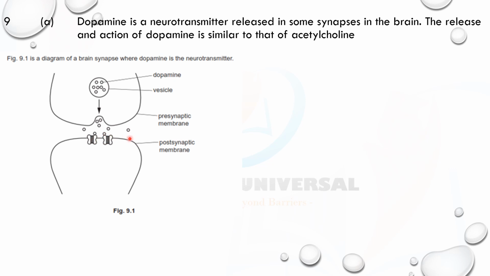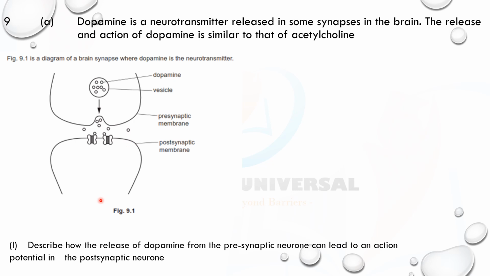Let's see what I wanted to do, so you get familiarized. It says describe how the release of dopamine from the presynaptic neuron can lead to action potential in the postsynaptic neuron. Describe the sequence of events, guys. So if you remember acetylcholine, remember what I said: memory is the key in biology. So all you need to do is look at what they say, describe how the release.